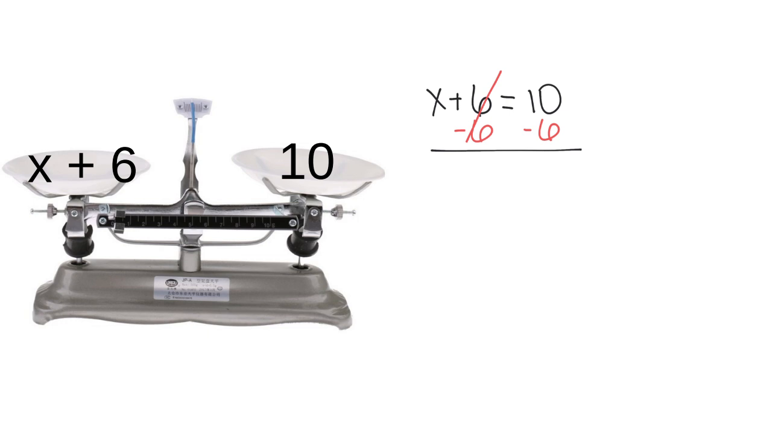On the left, when we cancel out those 6's, all that's going to be left over here is x. On the right, we have 10 minus the 6, or 4. So now we know that x has a value of 4 for this equation.